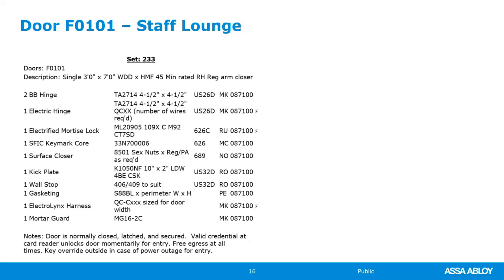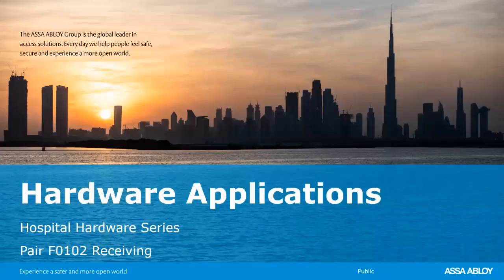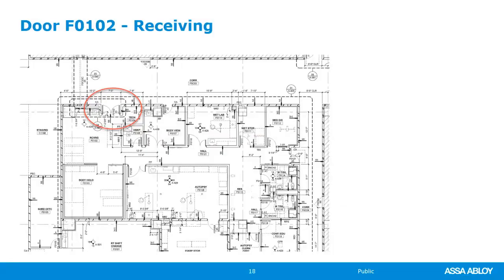Okay. The next is a pair of doors in a receiving area, and we'll take a look at the floor plans first. This is also in the basement. It's just around the corner from that staff lounge, and that stair door that we did on day one is down over here. The electrical room that we did is over here. But this is a pair of doors going into this receiving.